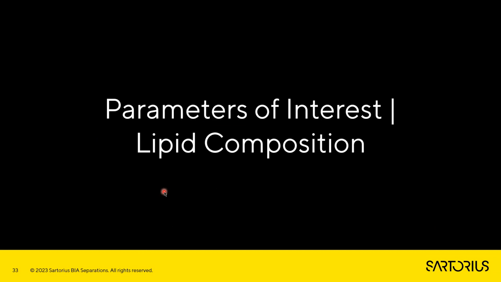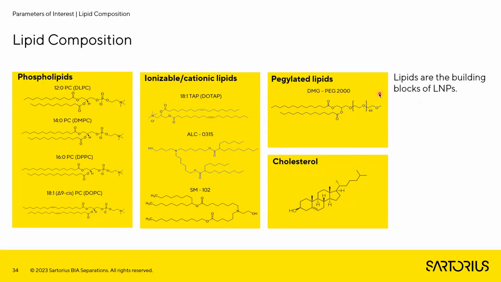Okay, and now the third parameter, which can be determined using the same technique as LNP switcher, is the lipid composition. So lipids are the main building blocks of lipid nanoparticles. We can divide them into 4 major groups of lipids, which are usually used for LNP preparation. So first group is phospholipids. They are also called the structural lipids, and here are some examples of phospholipids shown on the picture.